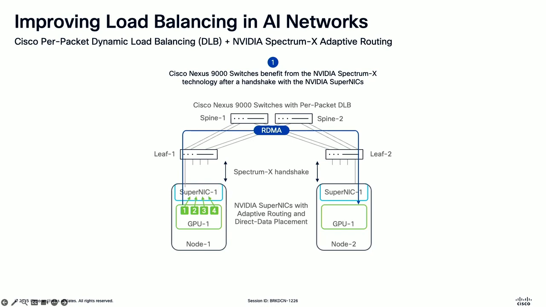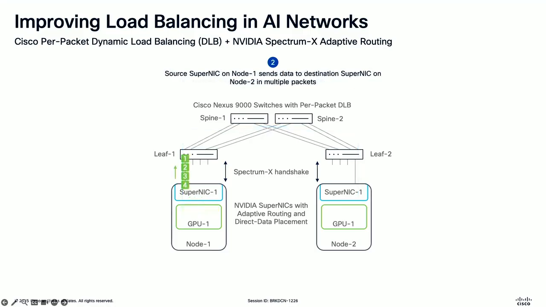And to explain that, I have a very simple example. Imagine there are two nodes, and node 1 is trying to do an RDMA transfer of data from one GPU memory to another GPU memory. And imagine the data size is such that it can fit in 4 packets. So we have the first SuperNIC on the sender node. The sender sends the packets in order.